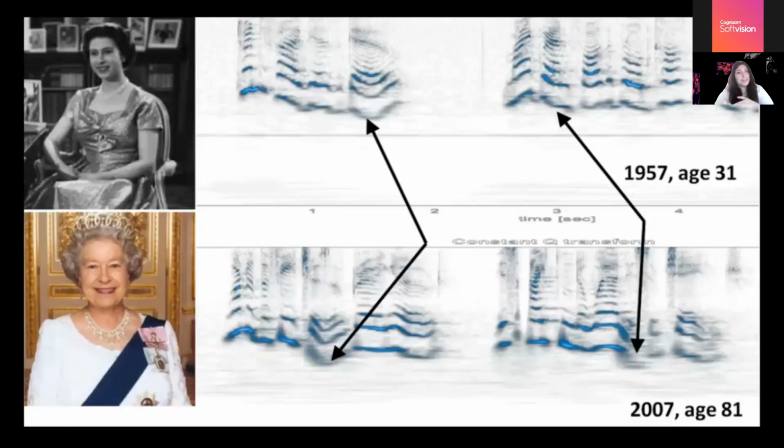Another positive example, here we have the spectrograms based on Queen Elizabeth's voice. This is a Christmas broadcast 50 years ago, and you can see the arrows. Those arrows mark the same exact words. We can see that with age, the lines have smeared and moved down. And that's one of the signs and one of the effects that happens to our voice when we age.